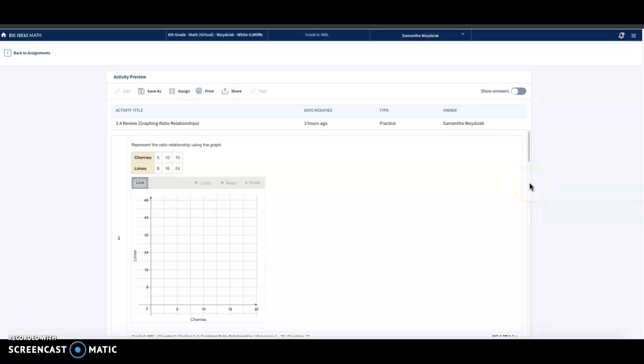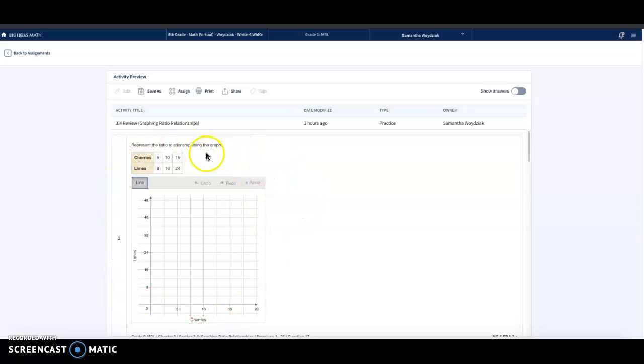This is 3.4 review number 1. I would usually have this somewhere where I could write things out and draw, but in order to show you how to use the graphs on Big Ideas, the coordinate planes on Big Ideas, I just need to do it on the site. So let's take a look at this.